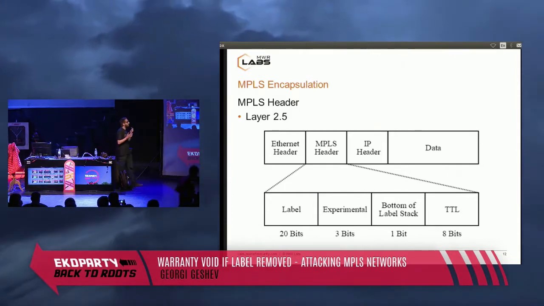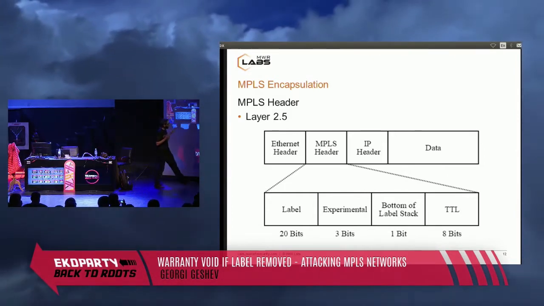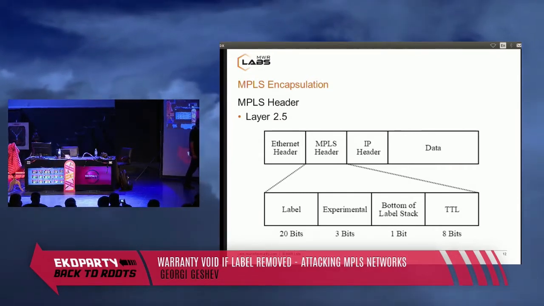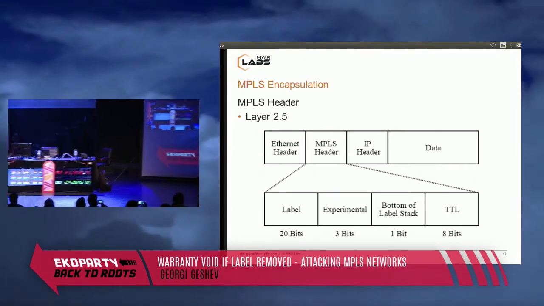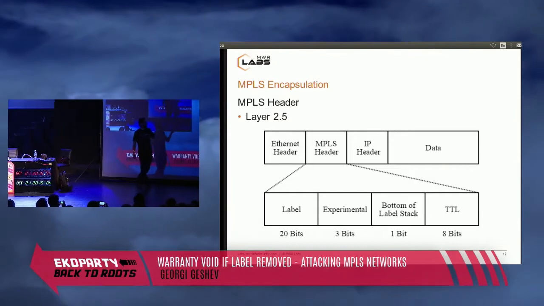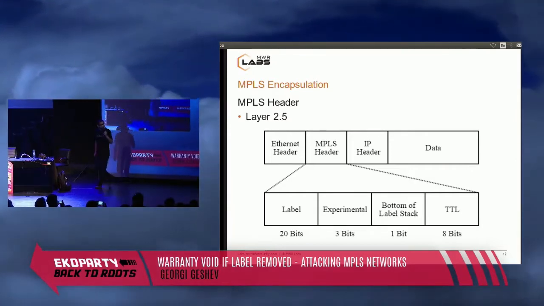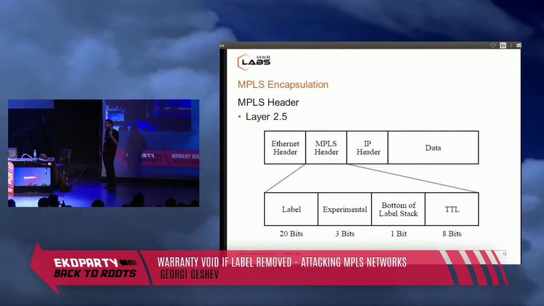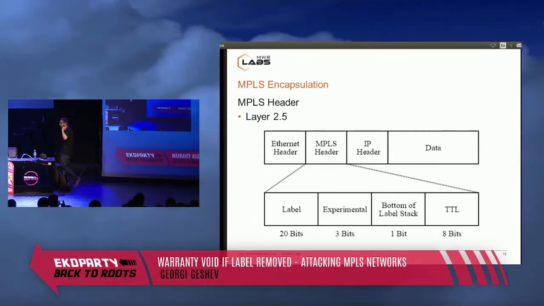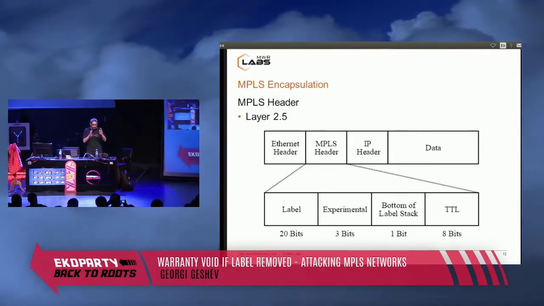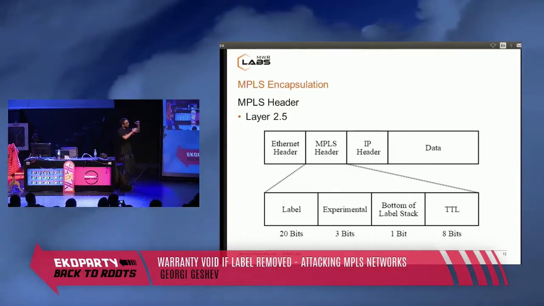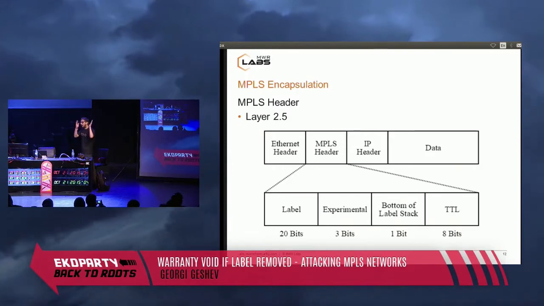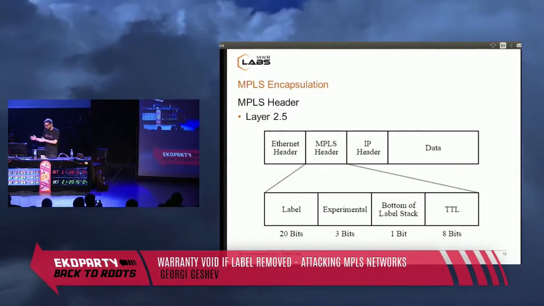This is how the MPLS header looks like. The important bits of this header are the label field and the TTL field. The experimental field, as far as I know, is not being used at the moment, and the bottom of the label stack is a 1-bit field that basically tells you if this is the bottom of the label stack, in case there are multiple labels assigned to this packet.